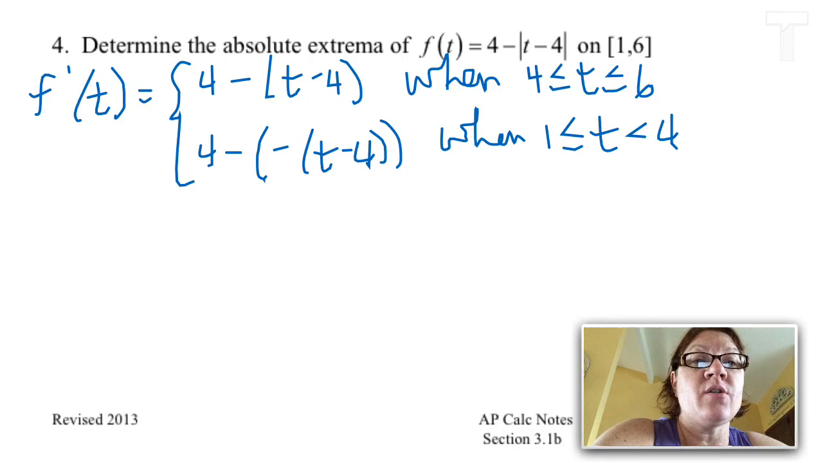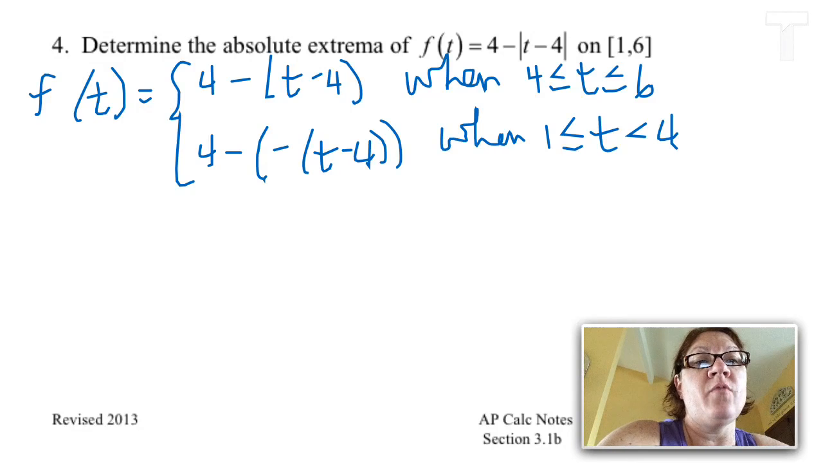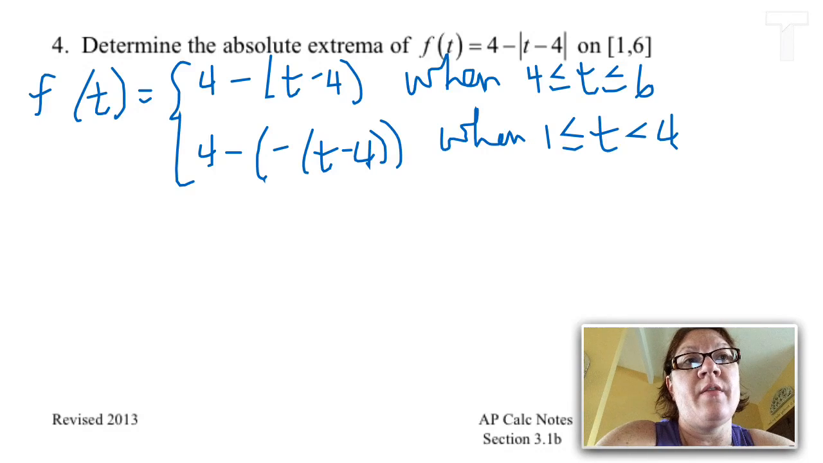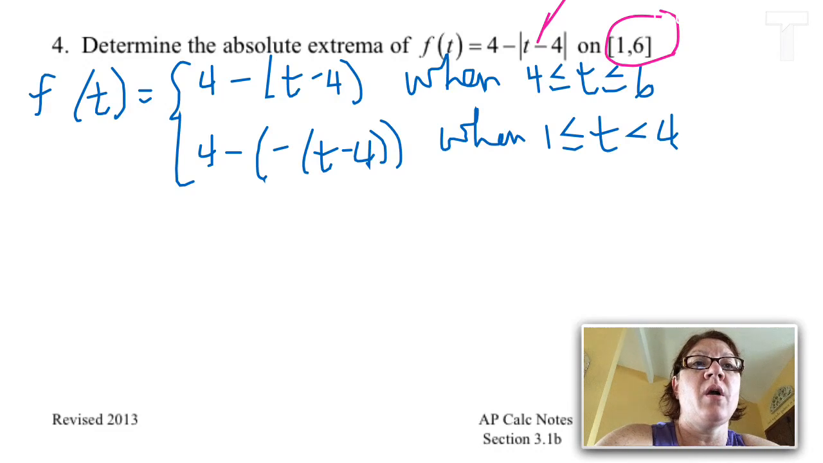All right, so let's make sure that you have your piecewise function defined correctly. I'm rewriting f of t as two pieces. Remember, if the inside is positive, then I get to just drop the bars. So that inside would be positive if t is 4 or bigger, and since I'm on this interval from 1 to 6, it's going to stop at 6. So here t is 4 or bigger, and there's me just dropping the bars.